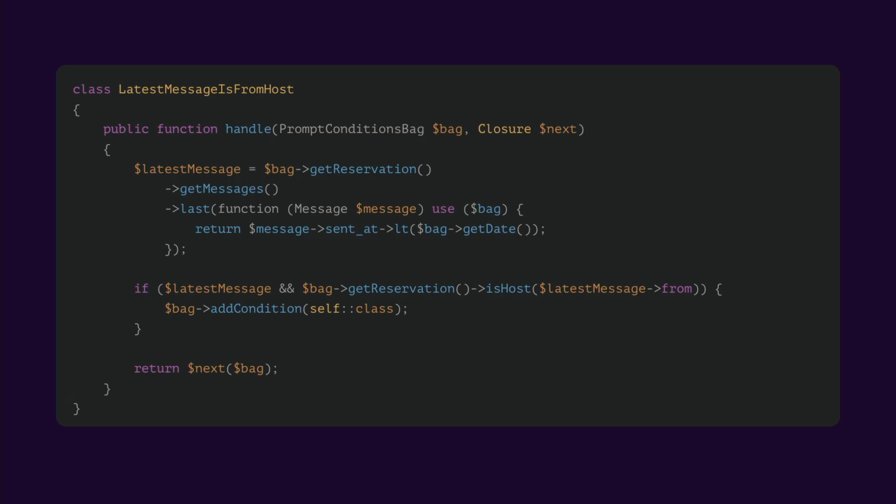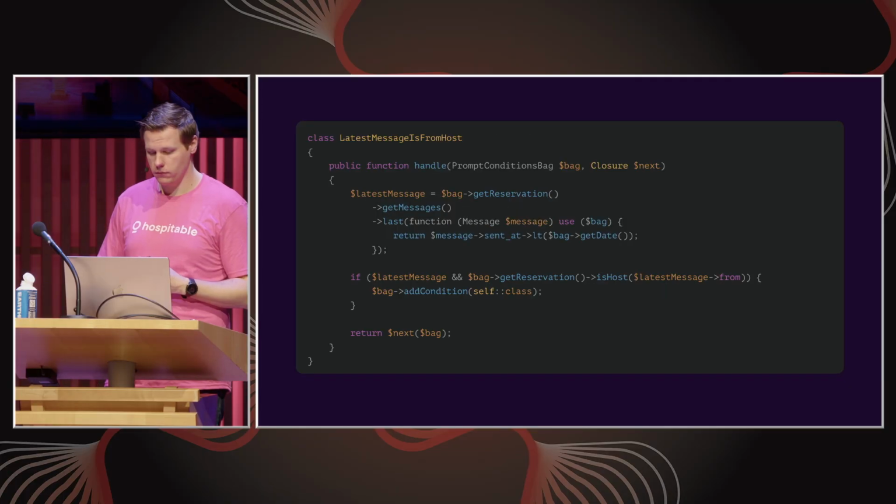And what I really like about the pipeline pattern is that you can combine it with other patterns. Like, for example, if you have action classes, it's very easy to inject an action class in a pipe and just call the action and return something from there.